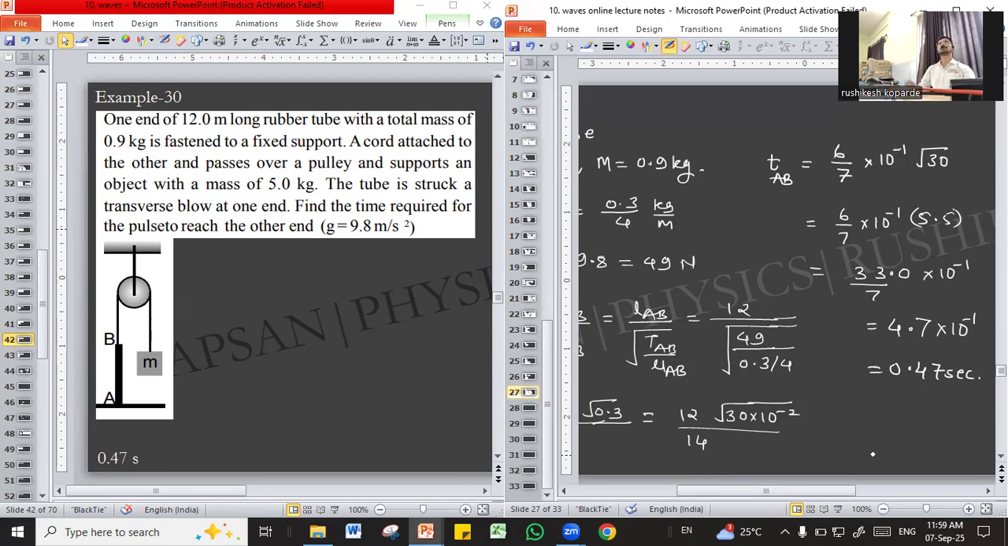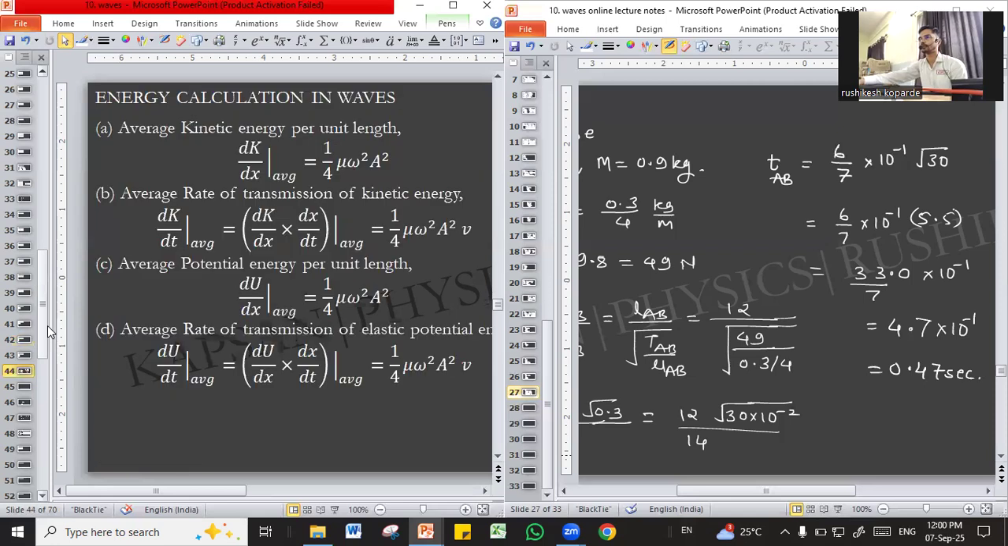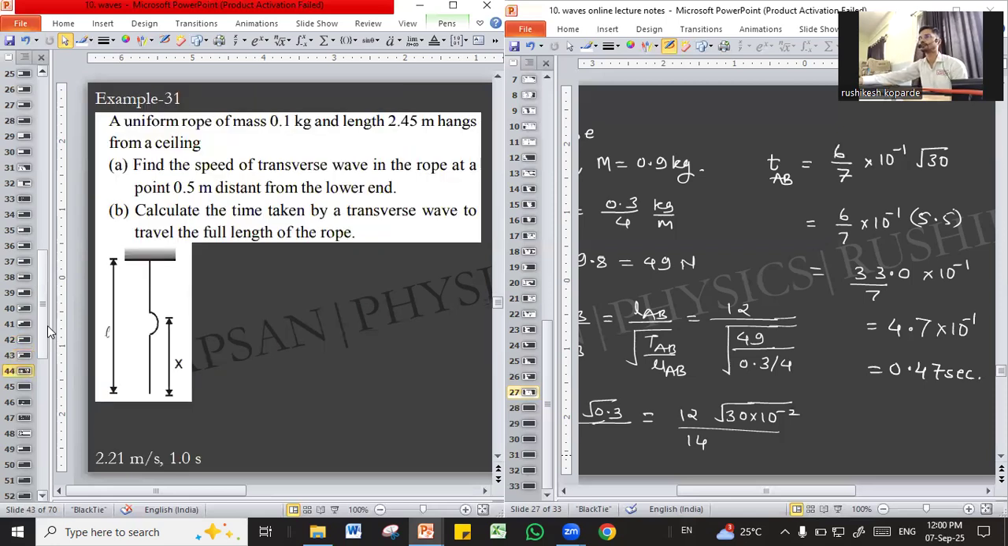You should have figured out the tension in the rubber cord. Sorry, the tension in the rubber tube. Tension in the rubber tube is tension in the cord. Tension in the cord is the weight of the block. Then you can figure out the speed of the wave in the rubber cord. Once you get the speed, you can simply say length of the rubber tube upon speed in the rubber tube. Speed in the rubber tube is under root T by mu. Clear? So they have simply given questions. Any questions? Okay, only one question remains.